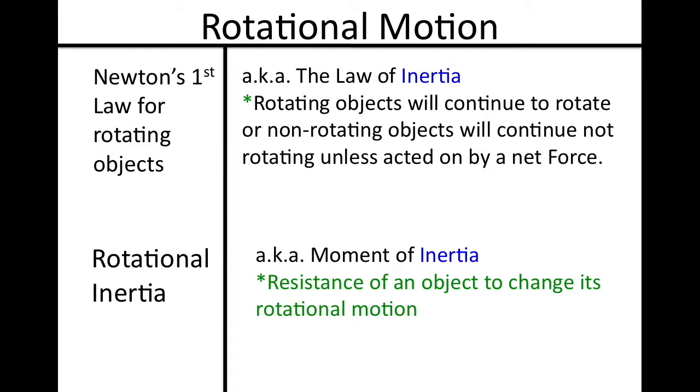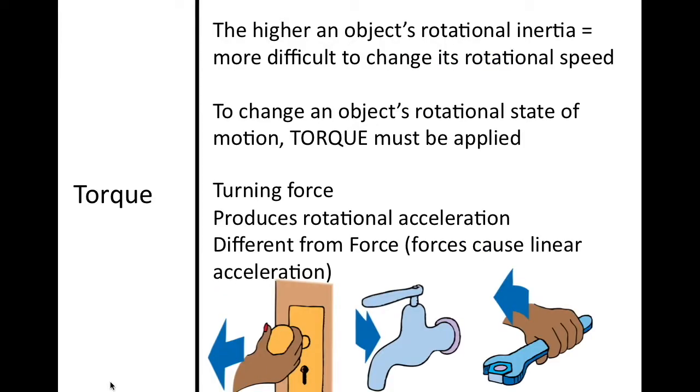This is the resistance of an object to change its rotational motion. The higher an object's rotational inertia, the more difficult it will be to change its rotational speed. In order to change the object's rotational speed or state of motion, we need something called torque. Torque must be applied. What is torque?